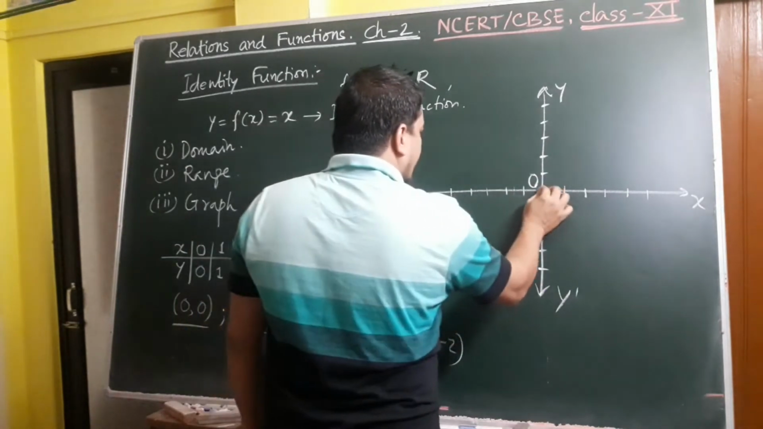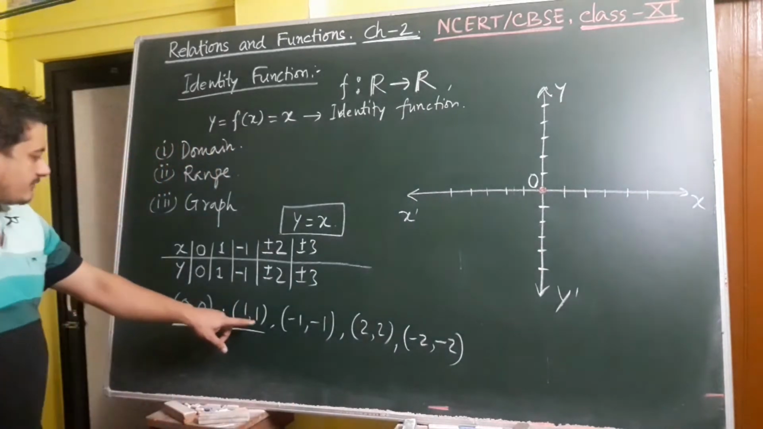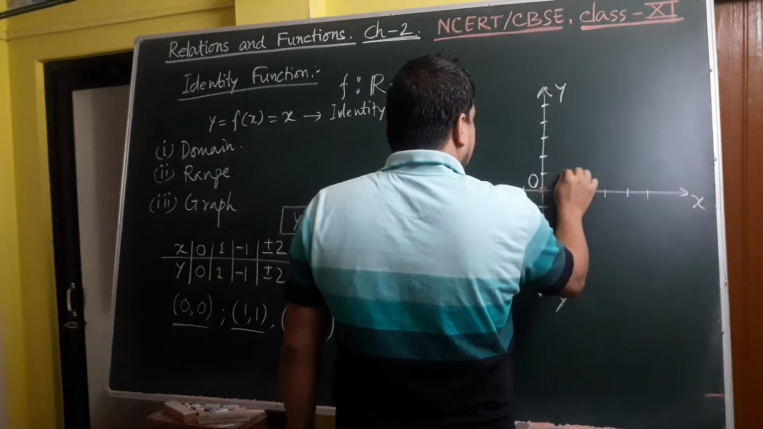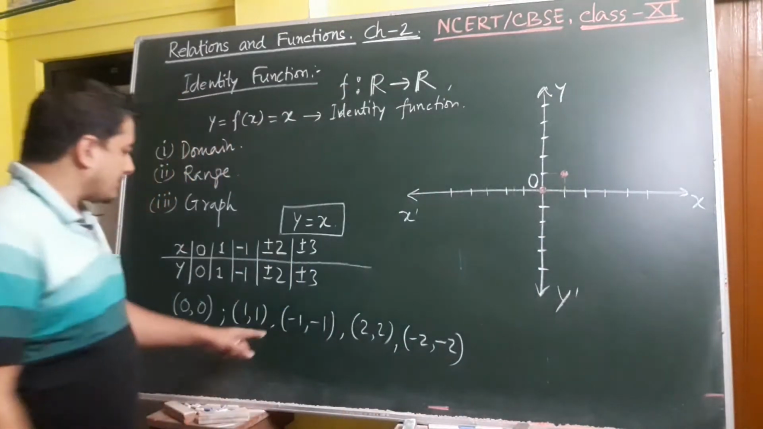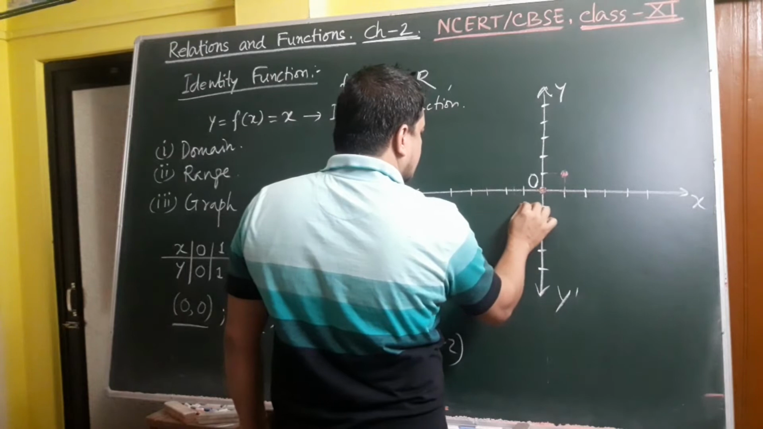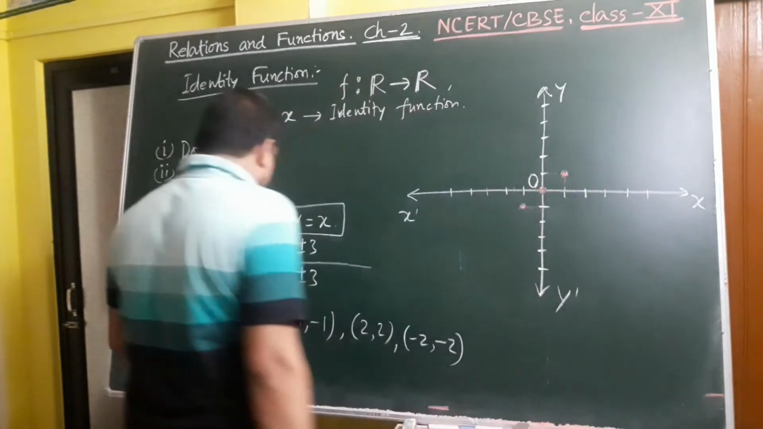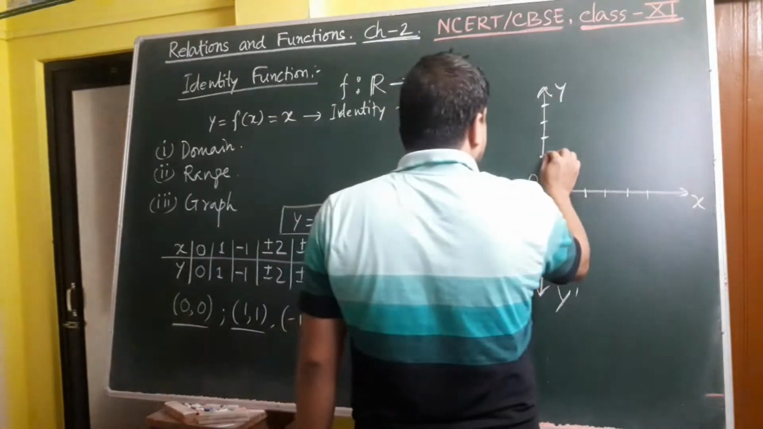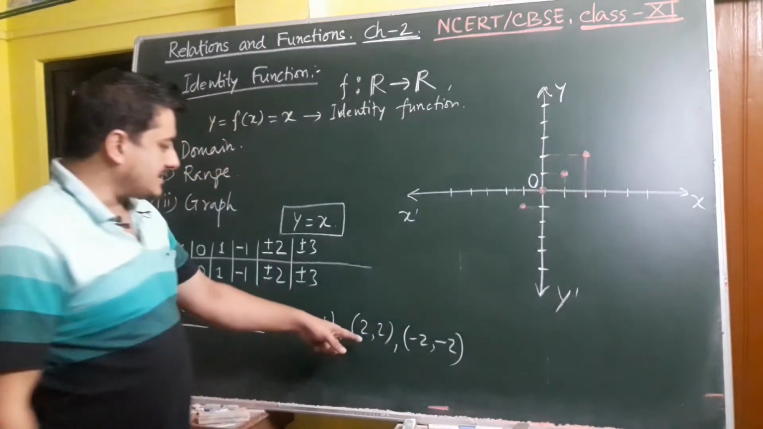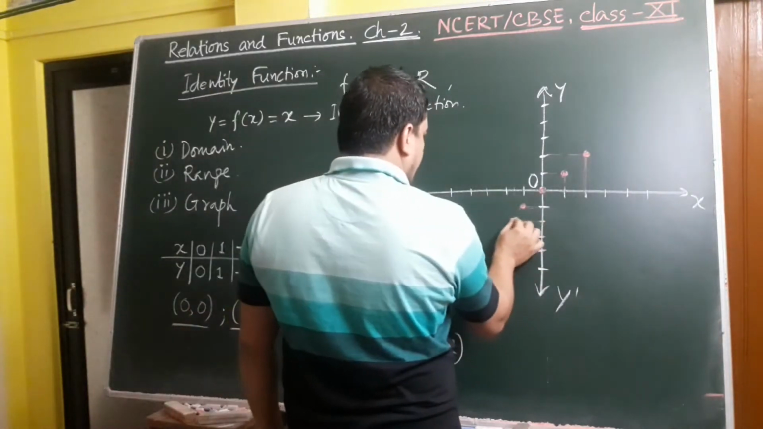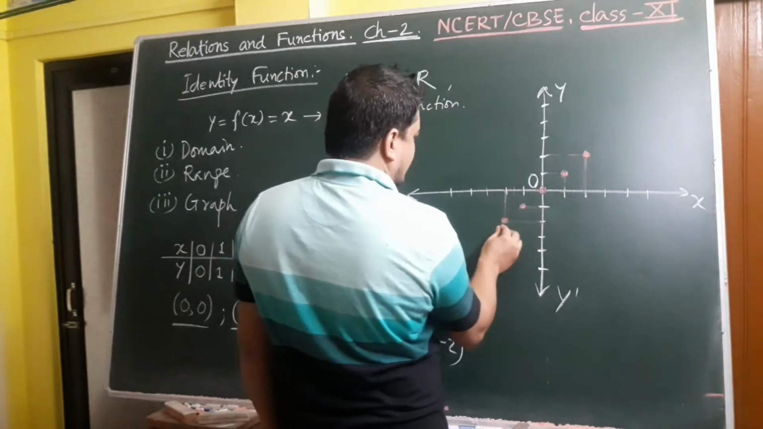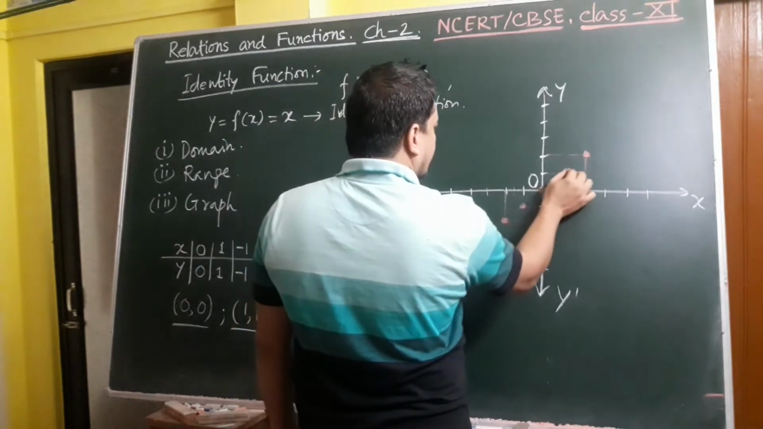The next point is which one? See, 1 1, this 1 1. So this is the point. Okay, then minus 1 minus 1. So this is the point. Okay, then plus 2 plus 2. So this is plus 2 plus 2. Then you can see minus 2 minus 2. So these 4 points are actually sufficient, you know. I have 5 points actually. This one, 1 2 3 4 5.